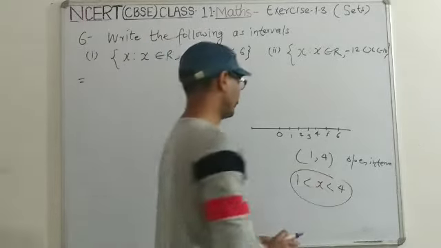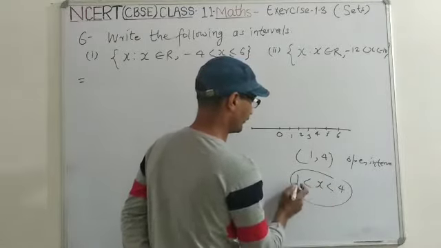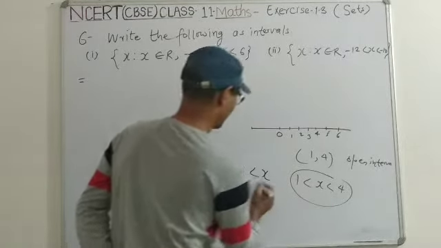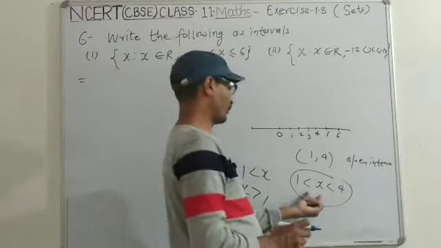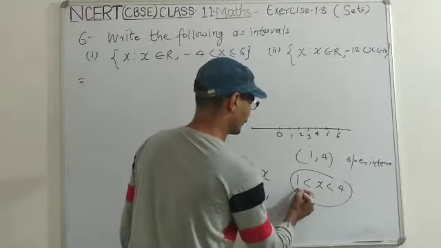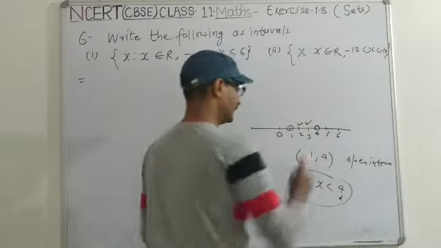In the open interval we cannot count this one. For 1 and 4, the number 1 is less than x, which means x is greater than 1. The number will be greater than 1 and smaller than 4. Between 1 and 4 we cannot take 1 and 4. We write only 2 and 3. So it is the open interval.